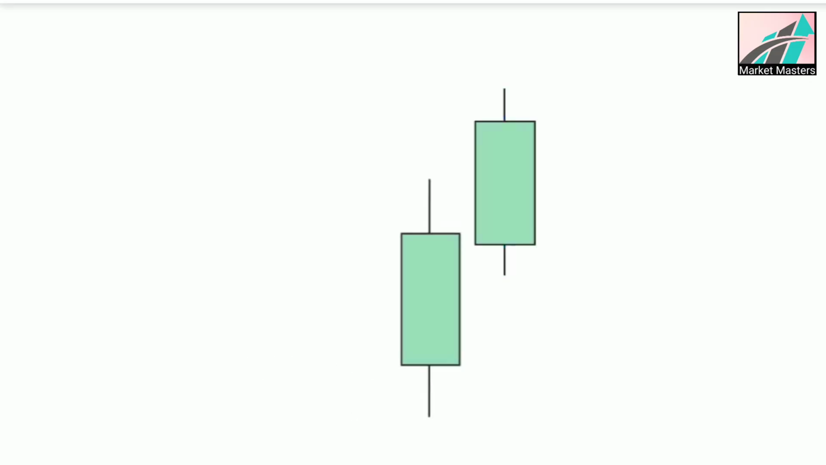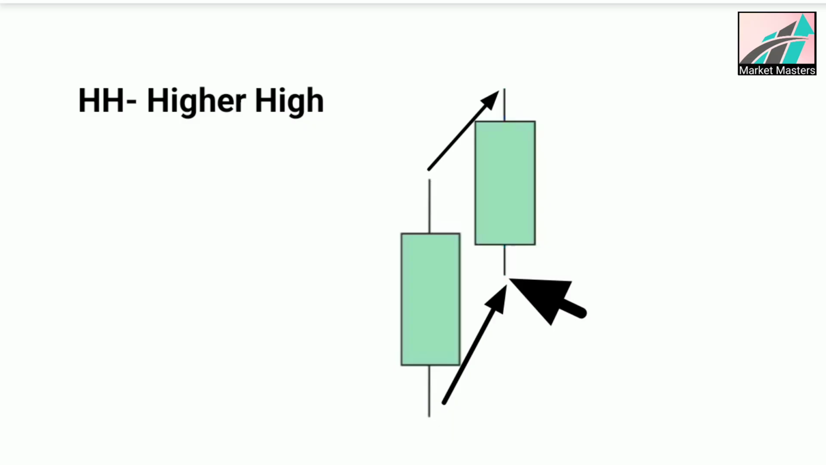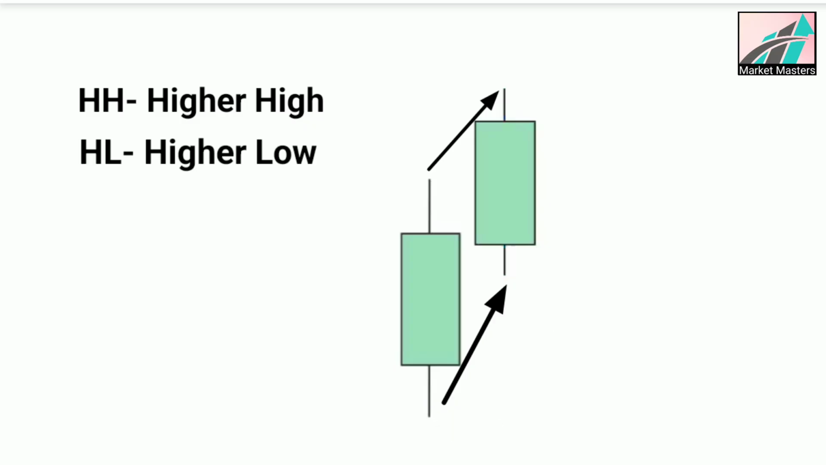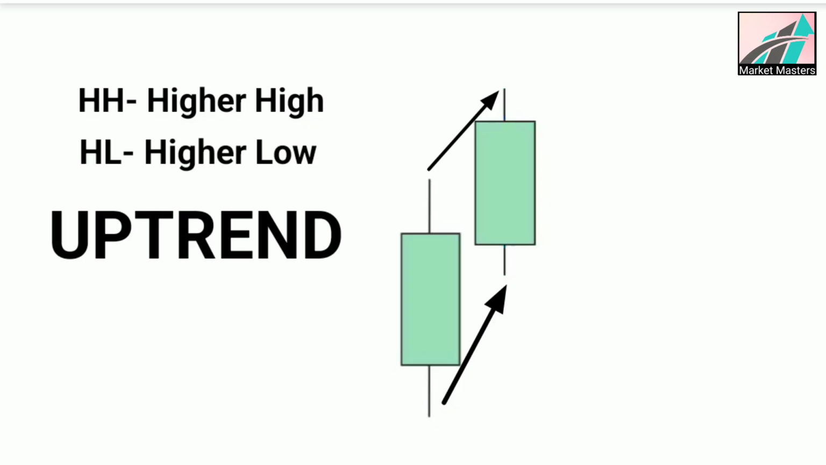Let's compare these two candles. The current candle's high is higher than the previous candle's high. This is called a higher high. Also, the current candle's low is higher than the previous candle's low. This is called a higher low. This pattern of higher highs and higher lows represents the structure of an uptrend.